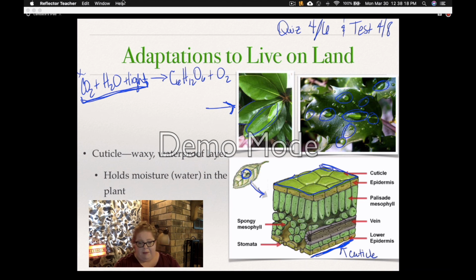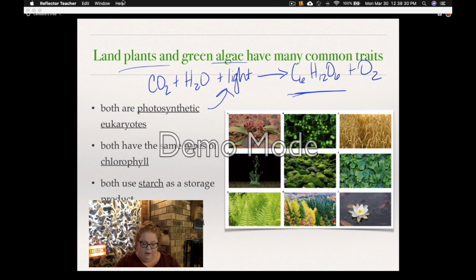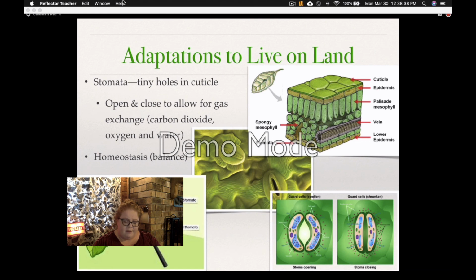So that might be something interesting that you may not have thought about in terms of leaves before. All right, so all of our plants, all of these have a cuticle. Okay, now in addition to a cuticle, there's something else that is necessary. And remember, this is the same picture we saw a minute ago. So it's not just water that's necessary.